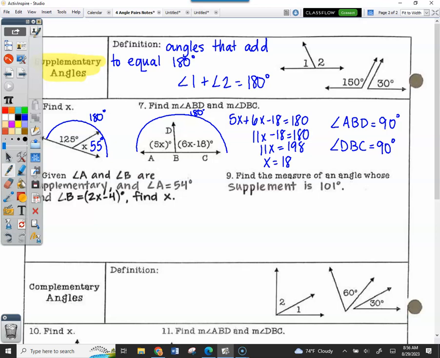Now, number 8 was the same type of problem, except it was not drawn out. It was just written to you. This is why vocab is so important.